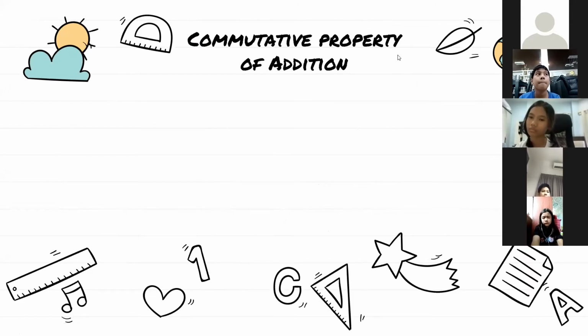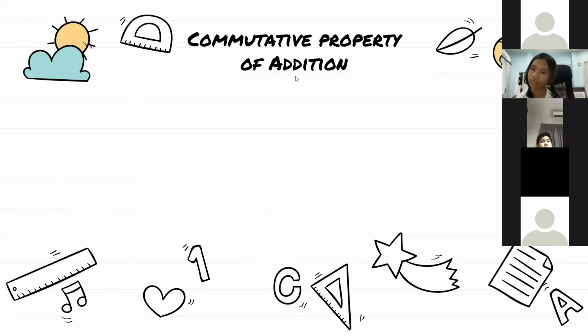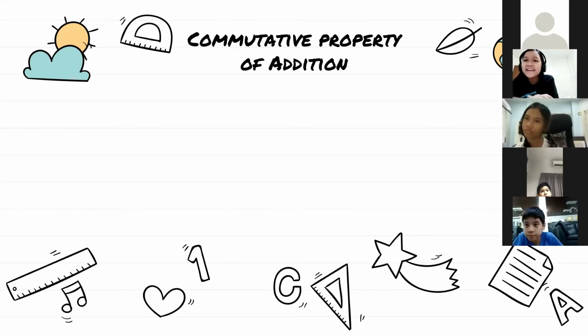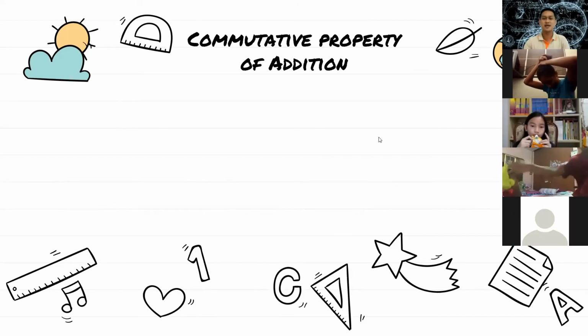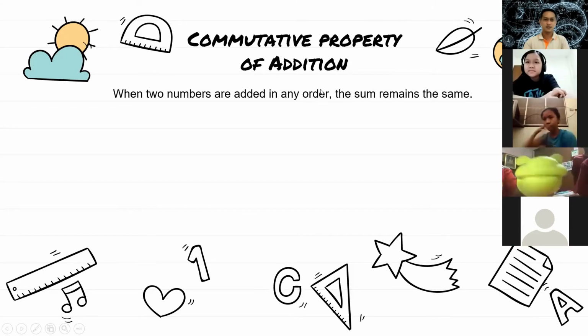So let's go on first with commutative property. In commutative property, we have addition and multiplication. What is addition? Again, add. And what is multiplication? Very good. Thank you so much for answering. The first one is commutative property of addition. When two numbers are added in any order, the sum remains the same.